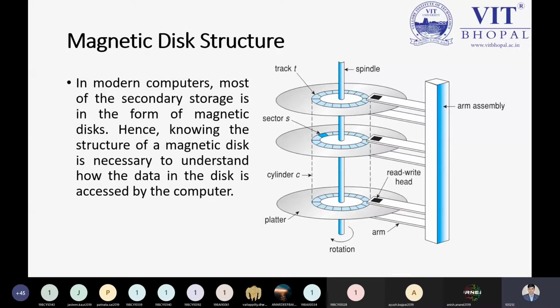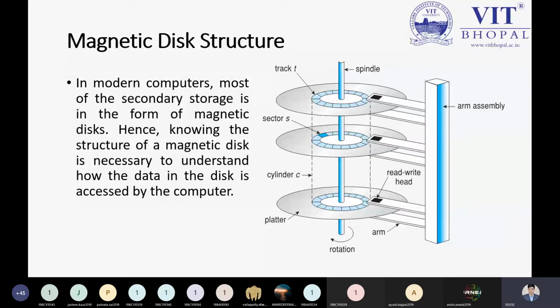You can see only the spindle part, you can see the arm, which is also known as the read write head, and you can see the plate, but you can't see the track and sector. This is a point you need to keep in mind. So the magnetic disk structure looks like this.